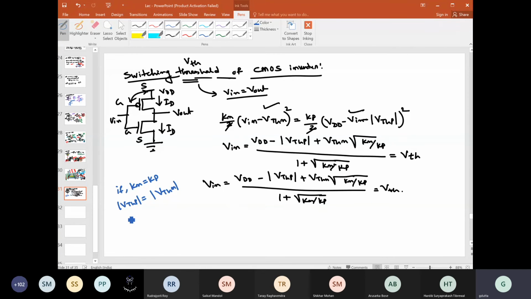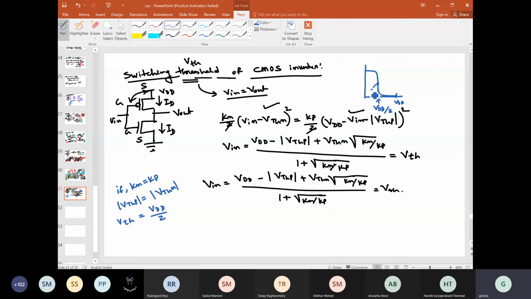Then you see V in, or this VTH threshold voltage, can be estimated. This cancels out, and this becomes 1 plus 1, which is 2. So it is VDD by 2, right? So the VTC will now become like this. If this is VDD, this point would be VDD by 2.